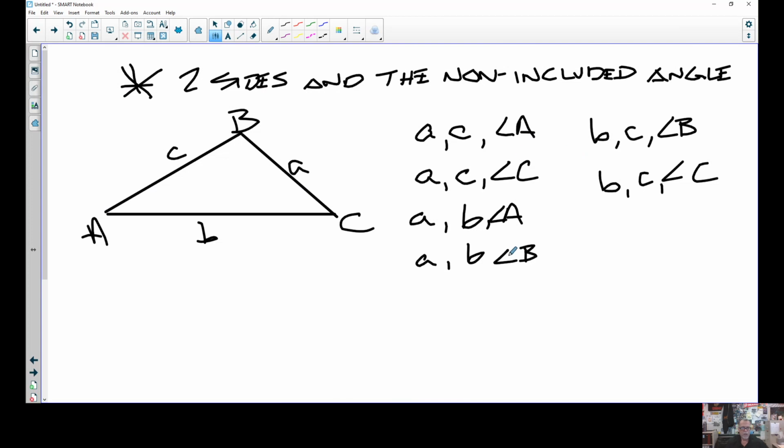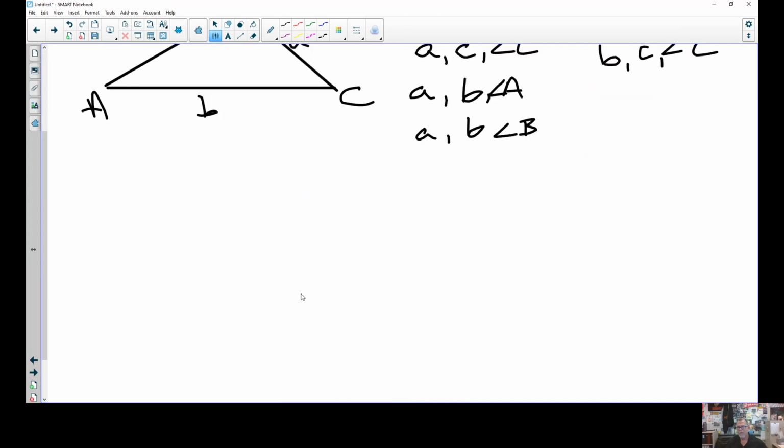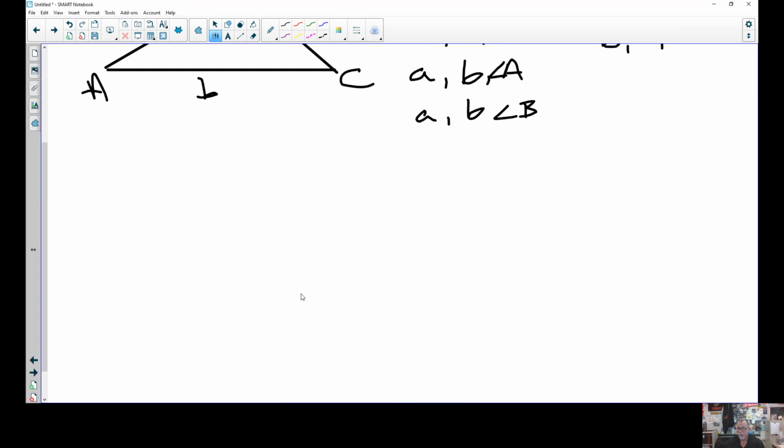There's a problem though with this. And the problem is complicated by one thing and one thing only: first off, you have to figure out what it would look like if I drew two sides and a non-included angle. So let me draw another triangle. This is an example. If I know I've got a side here and a side here, and we know this angle between them.